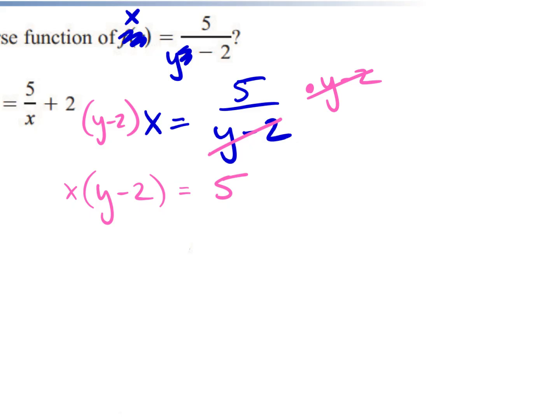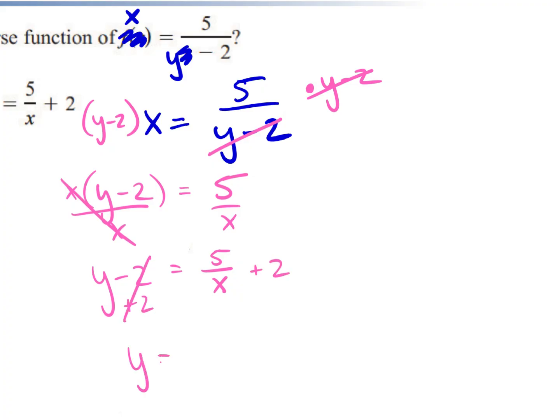What should we do next? Again, how do I get the y all by itself? How do I now undo everything else on the left side? Awesome, we want to divide by x. So it's okay if your x and y are on the same side, but you then want to move the x to the other side. So we're going to divide by x. So y minus 2 is equal to 5 over x. And then what's the last step? Add 2, perfect.